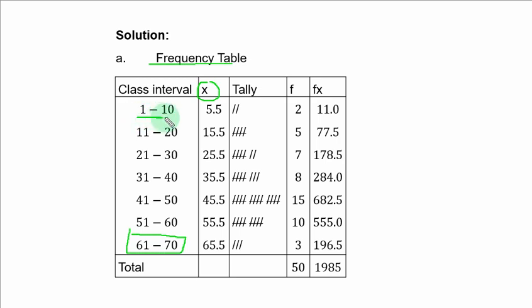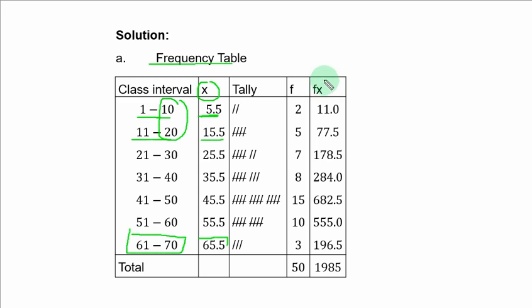is 1 plus 10, 11, divide by 2, 5.5, 11 plus 20, 31, divide by 2, 15.5. And as I told us, you can as well get the class interval, which is 10. Once you obtain the first class mark, keep on adding 10 till you get to the last one. Of course, you have the frequency.